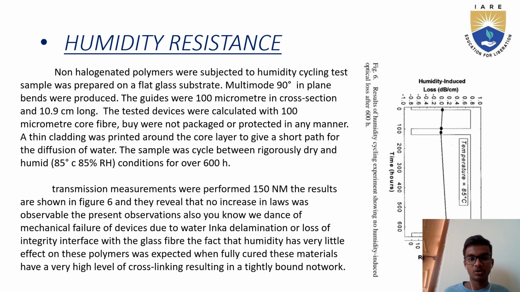The next property we are going to discuss is humidity resistance. Non-halogenated polymers were subjected to humidity cycling tests. Samples were prepared on a flat glass substrate. Multimode 90 degree in-plane bends were produced. The guides were 100 micrometers in cross section and 10.9 centimeters long. The tested devices were coupled with 100 micrometer core fiber, but were not packaged or protected in any manner. A thin cladding was printed around the core layer to give a short path for the diffusion of water.